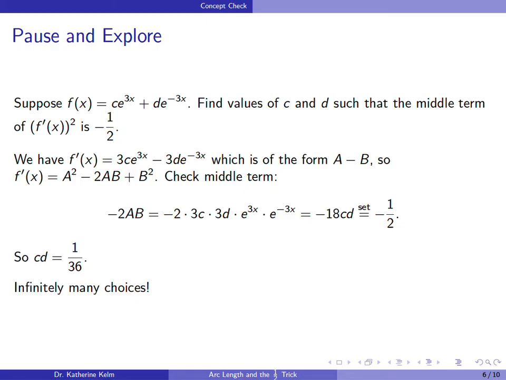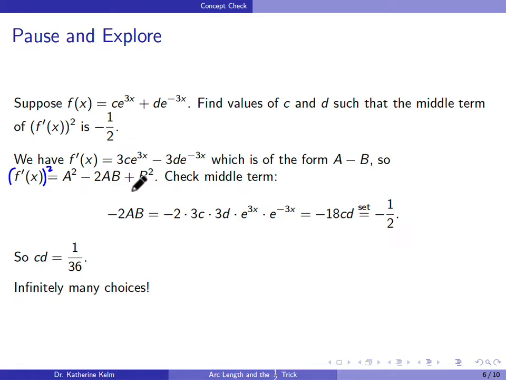Okay, so let's explore. When we take the derivative, c and d are just constants, so the derivative is going to be, using the chain rule, 3c e to the 3x minus 3d e to the negative 3x, which is of the form a minus b. And I have a typo here. I meant to say f prime of x all squared is of the form a squared minus 2ab plus b squared.